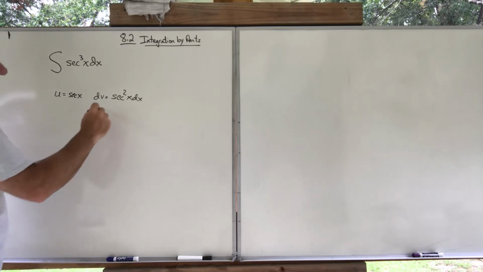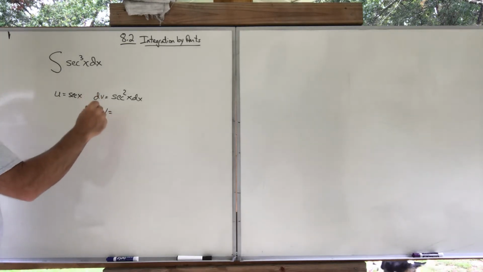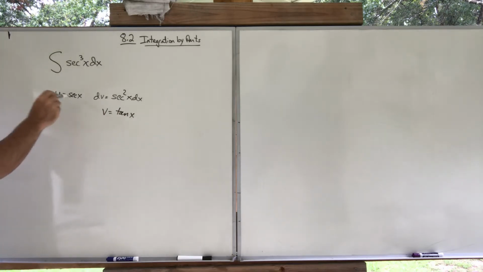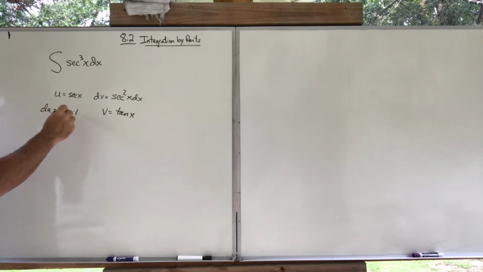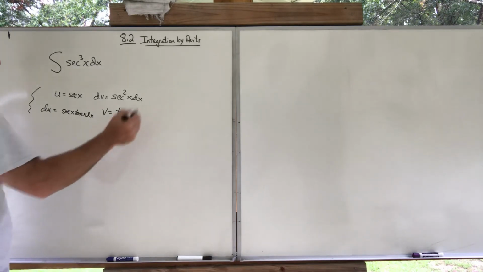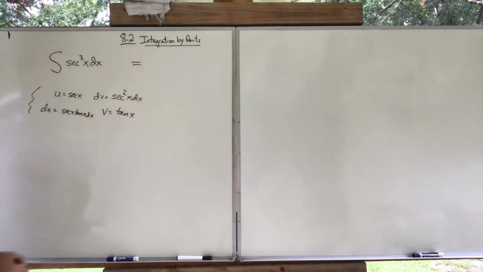All right, I need to integrate. Integrating dv to get v gives me a tangent x. Taking the derivative of secant to get du gives me a secant x tangent x. All right, there's the first set of integration by parts. And so here's the answer.